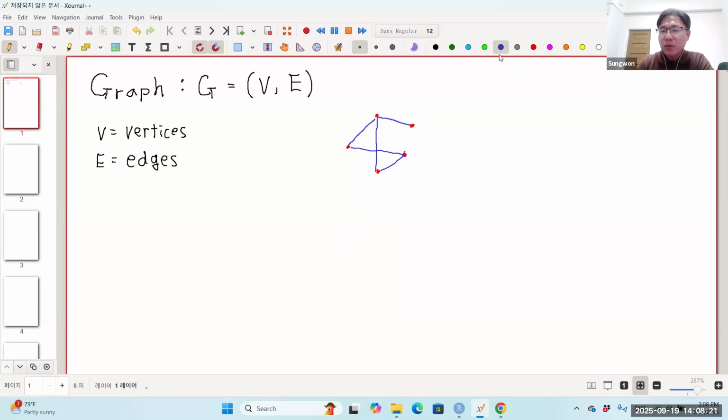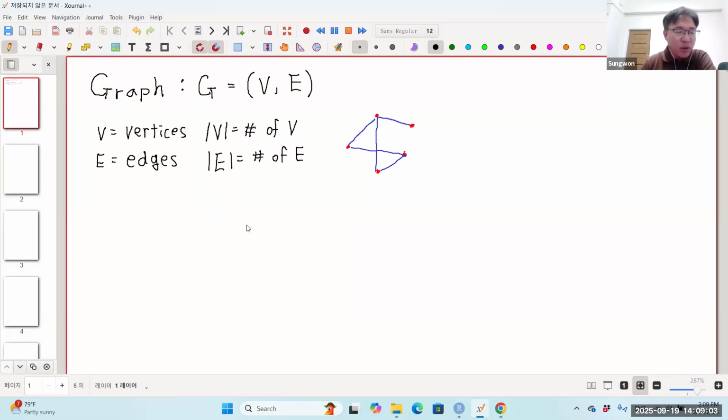And also I'm going to make a notation for the number of vertices and edges. I'm going to put this absolute sign around V, which means the number of vertices, and the absolute sign around E means the number of edges. Whenever I put the absolute sign, mathematically we call that magnitude. It will be the number of something.